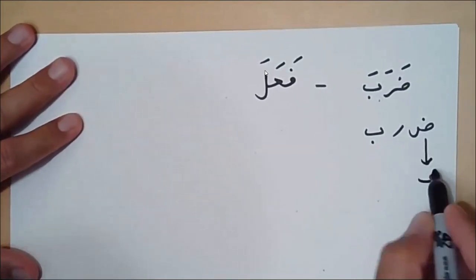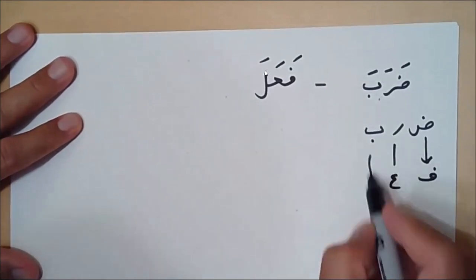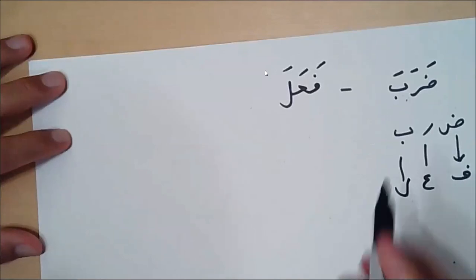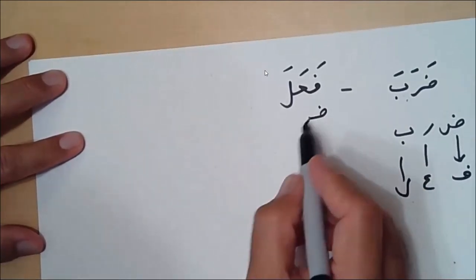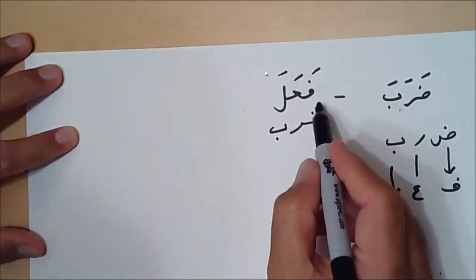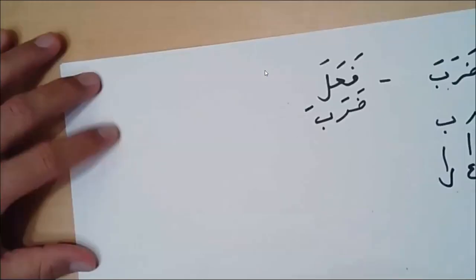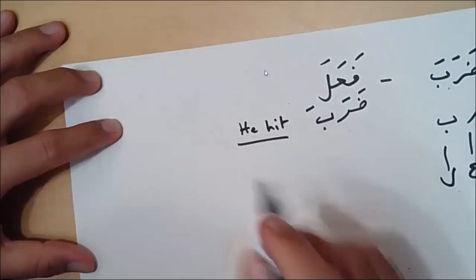Dal. Ayn letter. Ra. Lam letter. Ba. So, I'm simply going to say Ra, Ba. And then I know that the pattern has al fataha, so I'm going to say al fataha. So what is the meaning? He hit. Daraba means hitting.